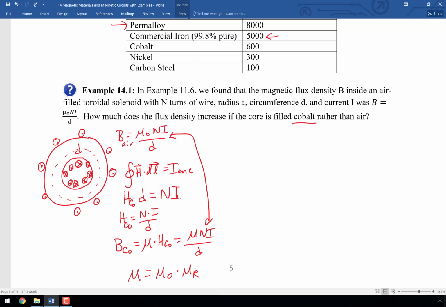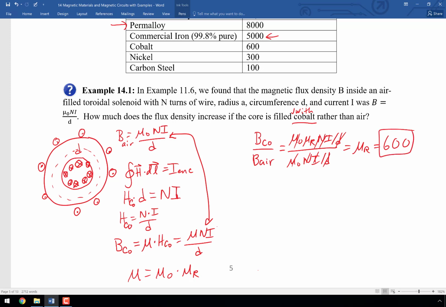So the question was, how much does the flux density increase if the core is filled with cobalt rather than with air? Well, we found out how much the total is, so let's just take the ratio of B cobalt divided by B air. Oh darn it, I did that backwards. So B of the cobalt is mu sub 0 mu sub r Ni divided by D, divided by mu sub 0 Ni divided by D for the air. Again, we'll cancel, cancel, cancel, and we're left with just mu sub r, which is 600.